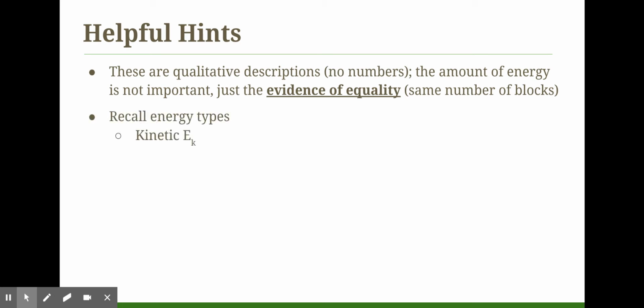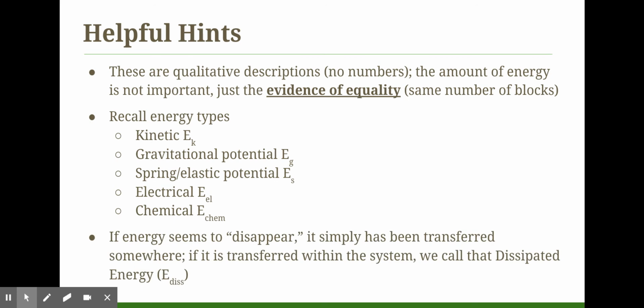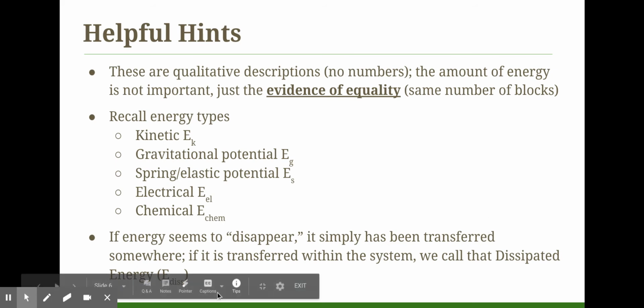So remember, kinetic is Ek, gravitational potential energy is Eg, spring or elastic potential energy is Es, electrical energy is Eel, chemical energy is Echem, and then whenever we have energy that seems to disappear, remember that is dissipated energy or thermal energy. So we call that E-dis, or we can also call it E-thermal.